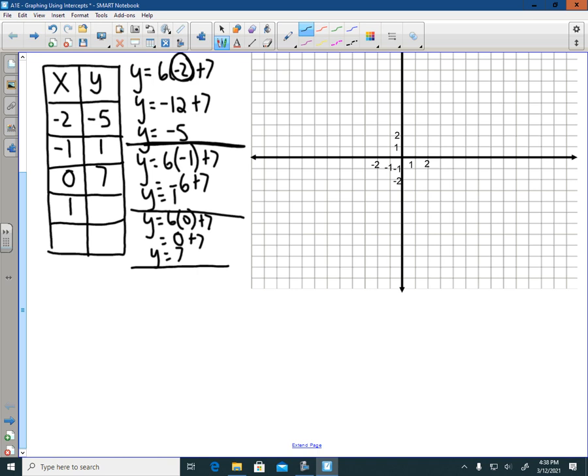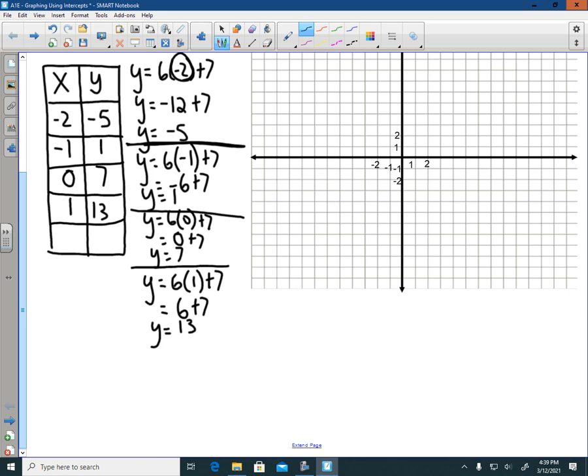Oh yeah, 1. And so we want to pop that x at 1 in for x, and so we have y equals 6 times 1 plus 7. Well, 6 times 1 is 6 plus 7, and that would be 13. So y equals 13. And then we can do it for 2 if we want to. We could do it for 27, 53, it doesn't matter. But really, kind of 4 points is enough.